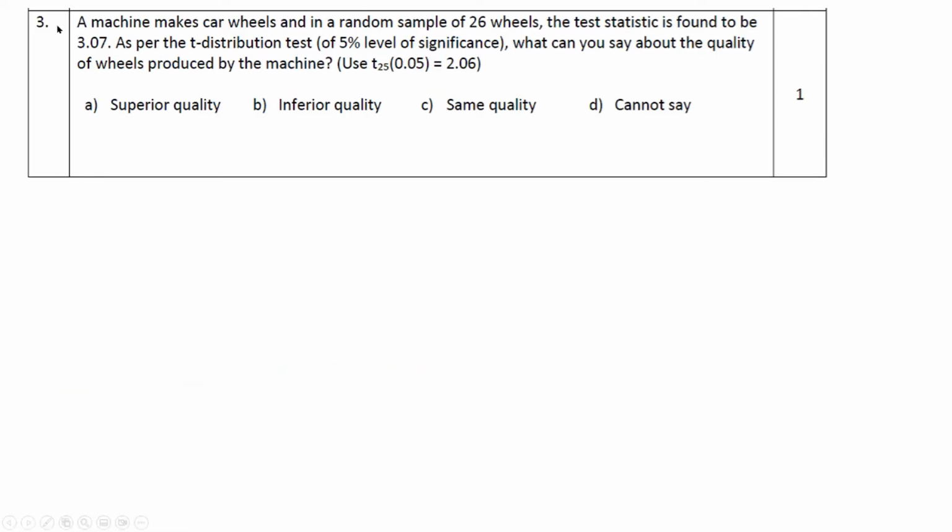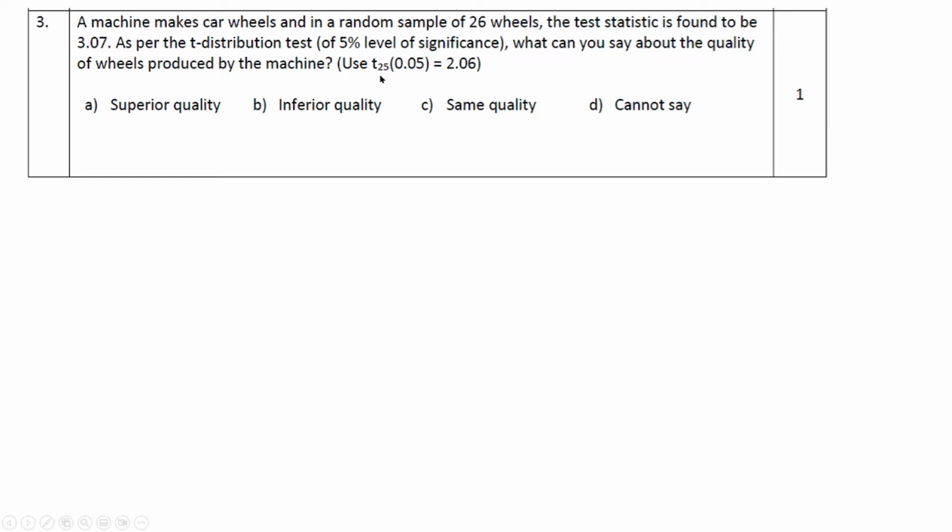Moving on to the next question. A machine makes car wheels, and in a random sample of 26 wheels, the test statistic is found to be 3.07. As per the t distribution test at 5% level of significance, what can you say about the quality of wheels produced by the machine?